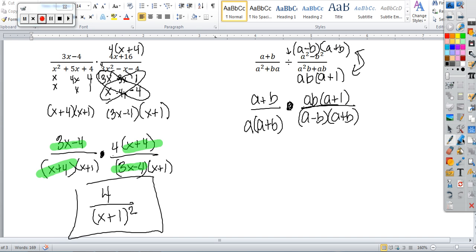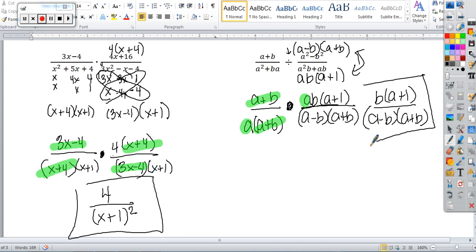Now we're going to cancel all the likes. So we can cancel here and here. We can also cancel these monomials, this a and that a. They're monomials, so we can. And then there's nothing else we have in common. So your final answer would be b times a plus 1 all over a minus b and a plus b. And that's just a sample.